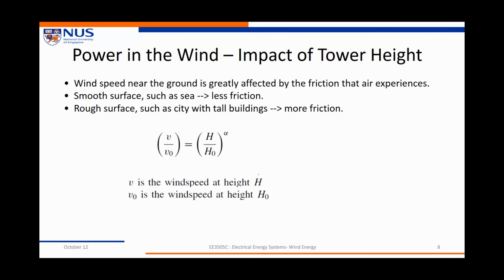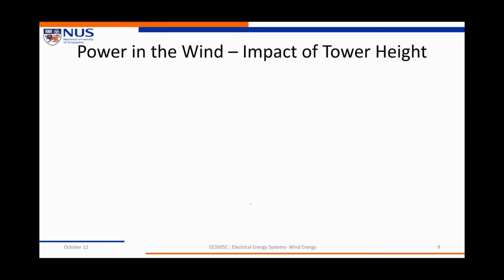h to height h0 is proportional to the actual height h divided by h0, raised to a coefficient alpha, where v is the wind speed at height h, v0 is the wind speed at height h0, and alpha is the friction coefficient. Now, if you remember, the power in the wind is half times rho times A times velocity cube, or the wind speed cube.